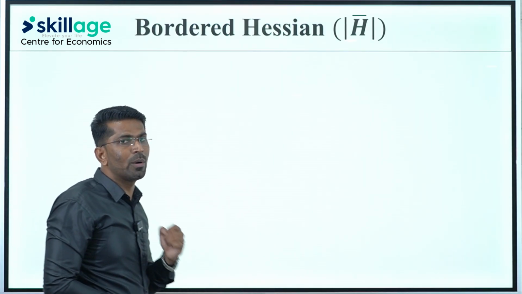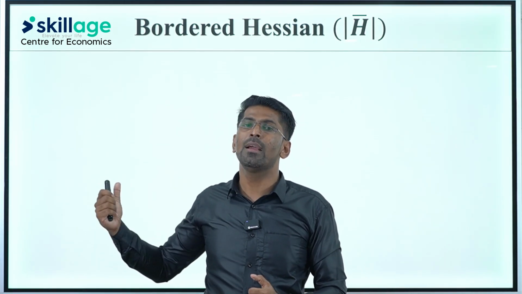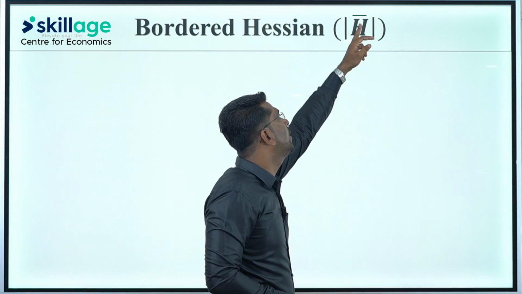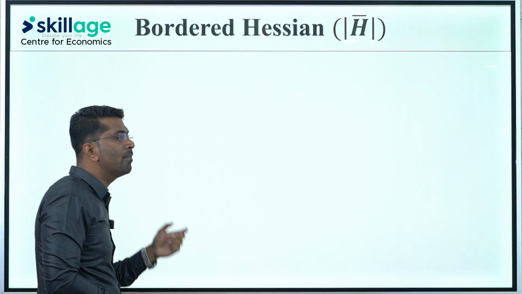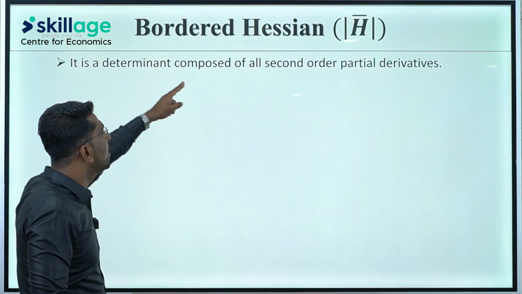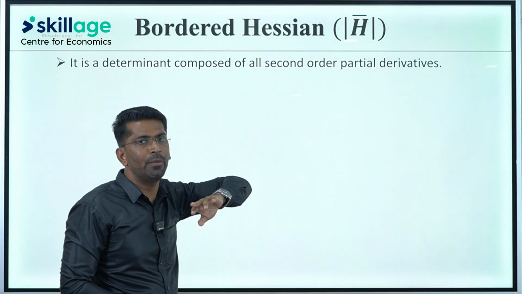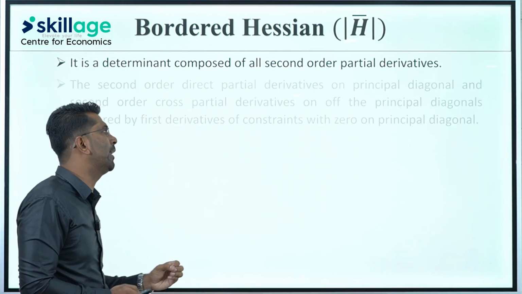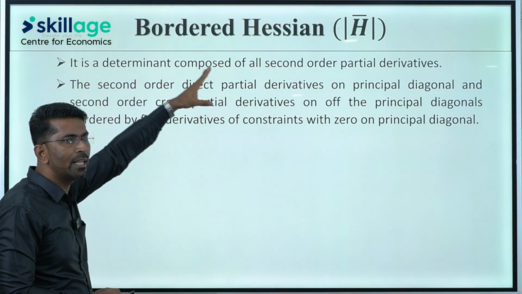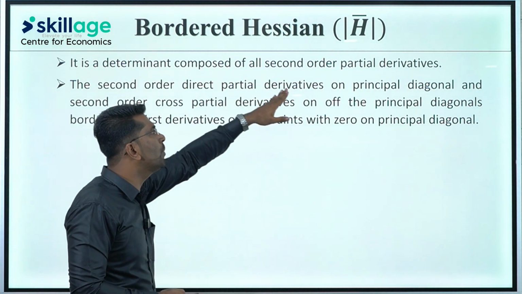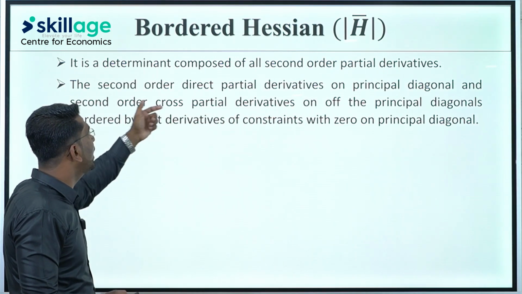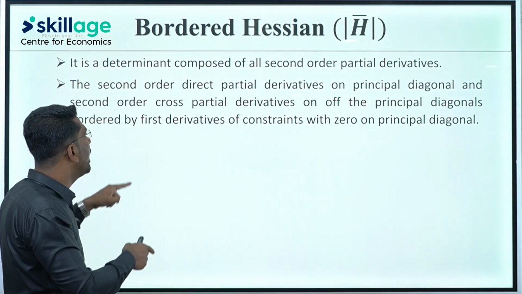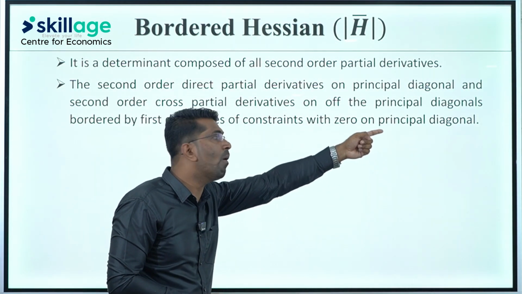After that, the second order condition, that is the most important one, especially for discussing here: the bordered Hessian matrix. The bordered Hessian matrix, also called the bordered Hessian determinant, is the determinant composed of all second order partial derivatives. Of course, it is also related to the second order partial derivatives, but there is a little difference between the Hessian and the bordered Hessian matrix. The bordered Hessian matrix is composed of second order direct partial derivatives on the principal diagonal, and second order cross partial derivatives off the principal diagonal, which is bordered by the first derivatives of the constraint with 0 on the principal diagonal.